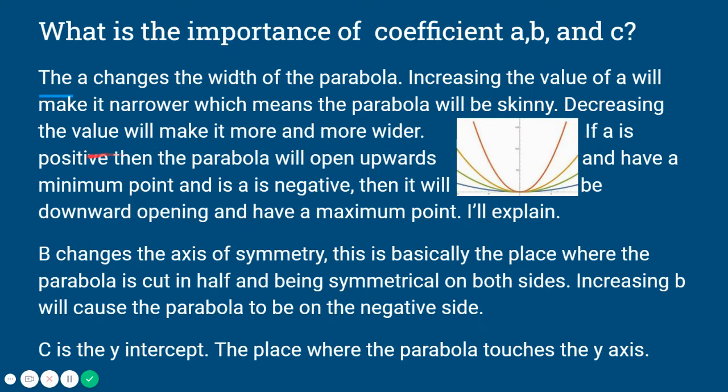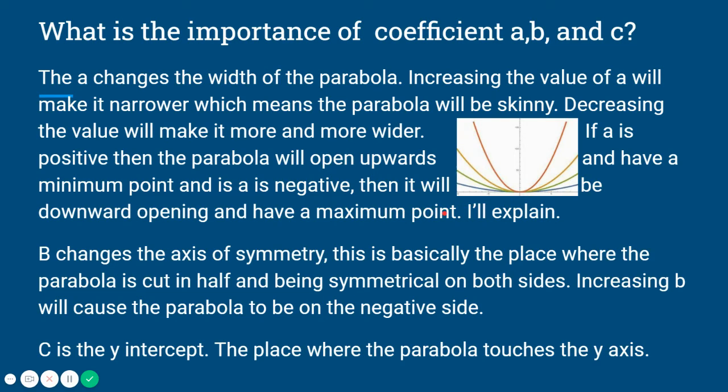If A is positive, then the parabola will open upwards and have a minimum point. Or if A is negative, then it will be downward opening and have a maximum point. I'll explain that in the next slide.